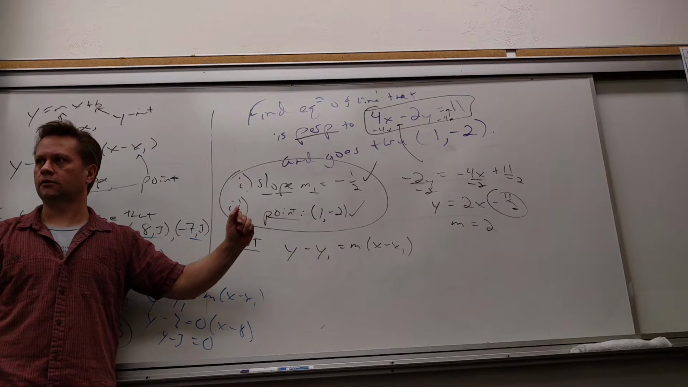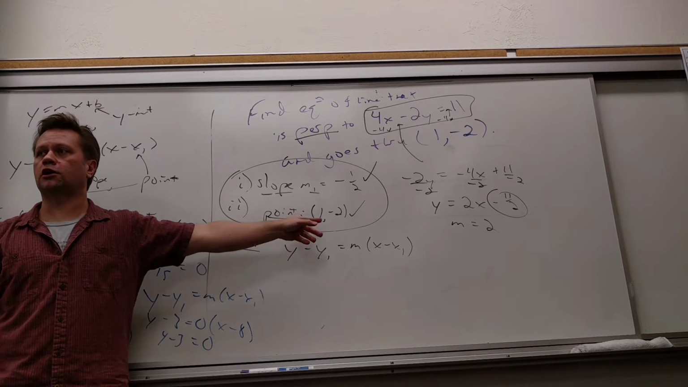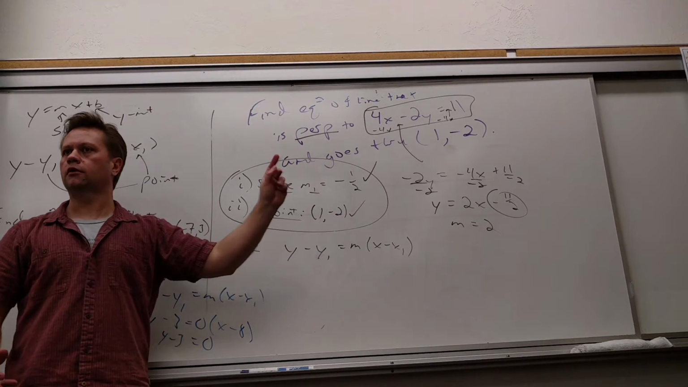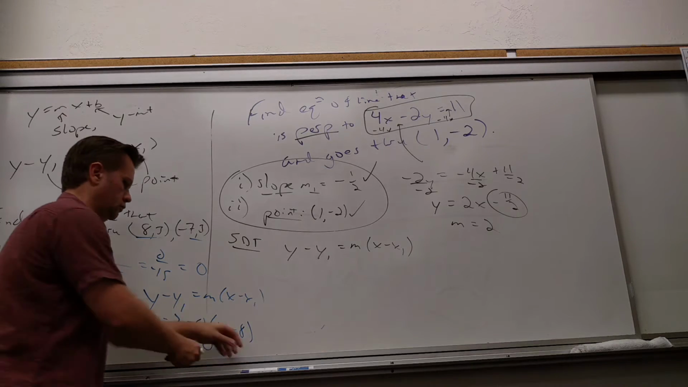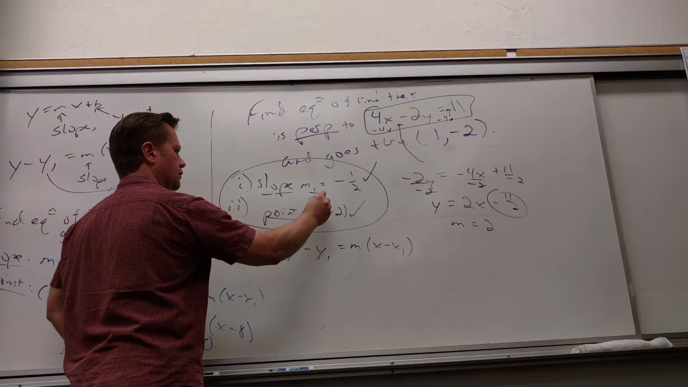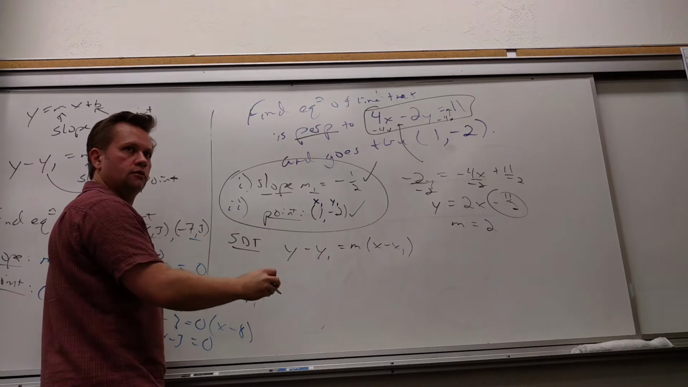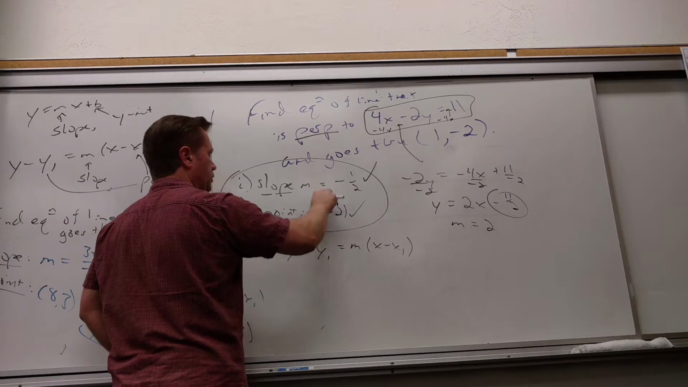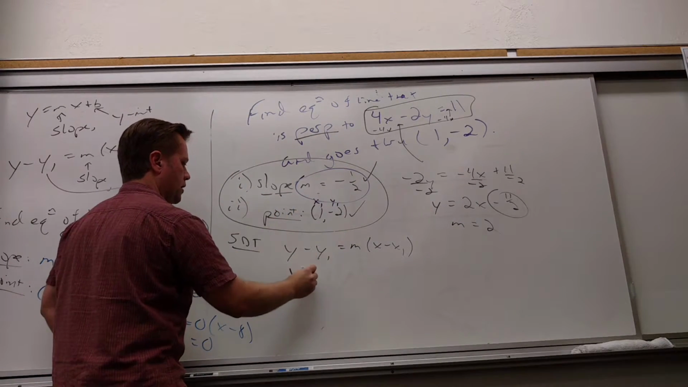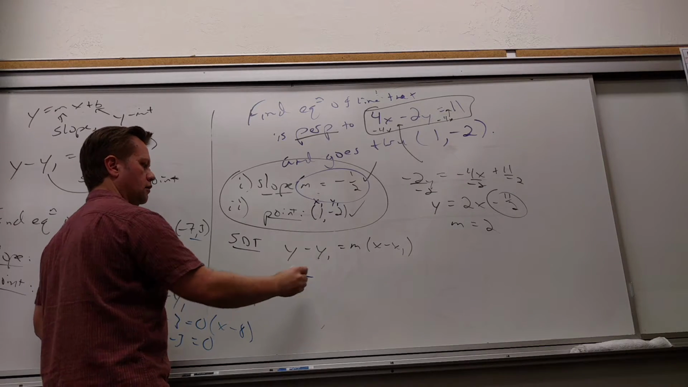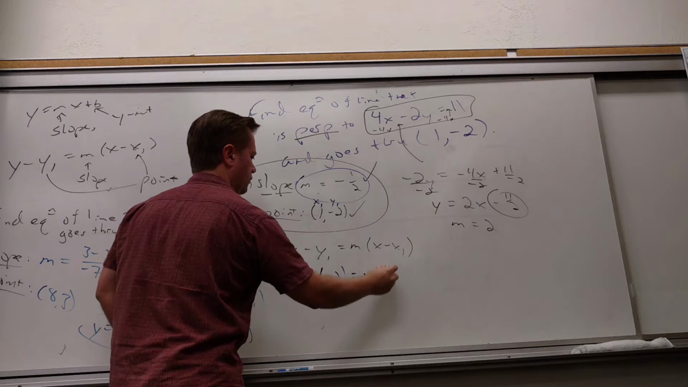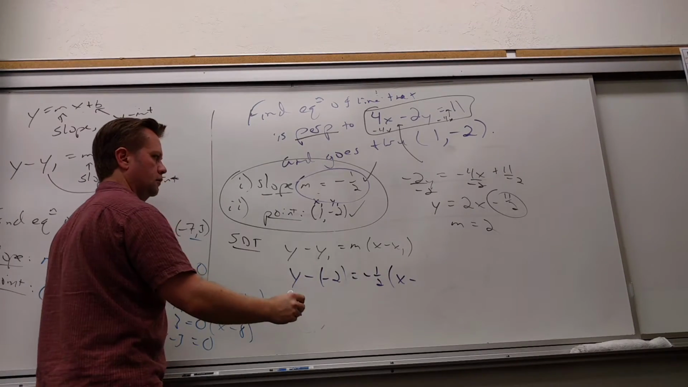So when are we going to use it? This is a good situation because I don't know what b is. Instead of figuring out what b is, I can just plug in the point. So what gets put where? This is 1 point, so this is x1 and y1. And this is m. This is m here, right? Y minus -2 equals negative 1/2 times x minus 1.